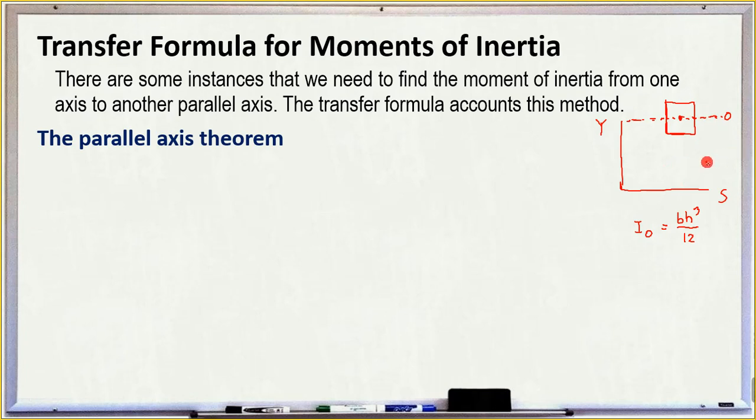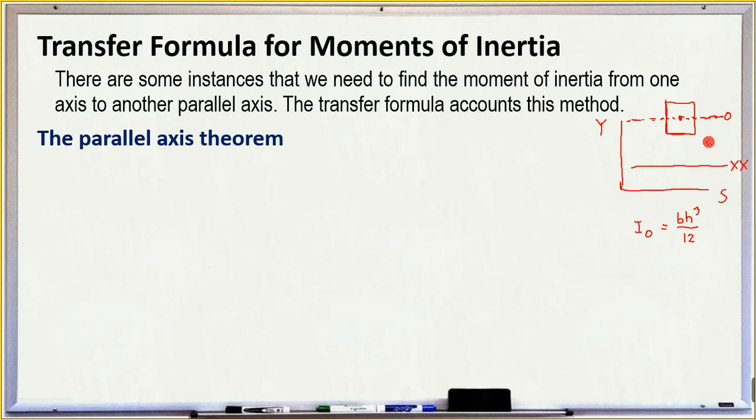Say for example, we want to find the moment of inertia along this axis, let's say axis XX. You check if this axis XX is parallel to the given axis. Our given axis is the hidden lines, so they are parallel with each other. Then you can perform the transfer formula, or the parallel axis theorem.